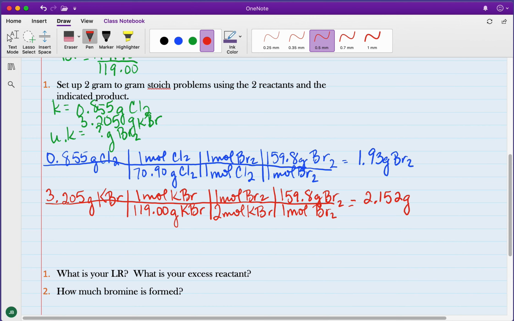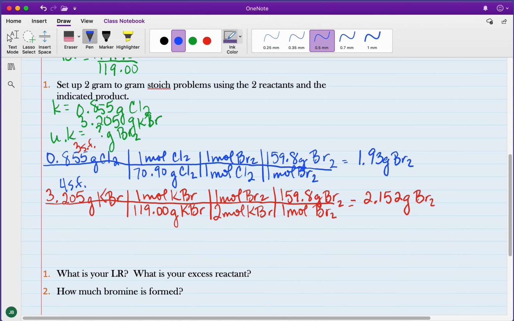2.152 grams of bromine. Now, once again, notice that I modeled my answers on significant figures. So we have 3 sig figs in that grams of chlorine, and we have 4 sig figs in this mass of potassium bromide.